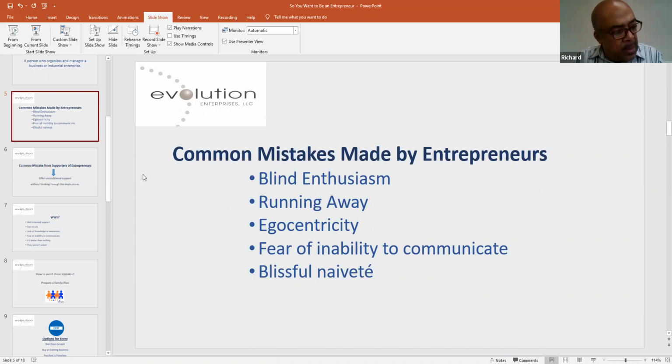All right, going right along. Fear or inability to communicate is a common mistake made by would-be entrepreneurs. I think that's pretty self-explanatory, but tell me what it means to you, someone. Fear or inability to communicate. Anybody? A business stage fright. How's that? Yeah.